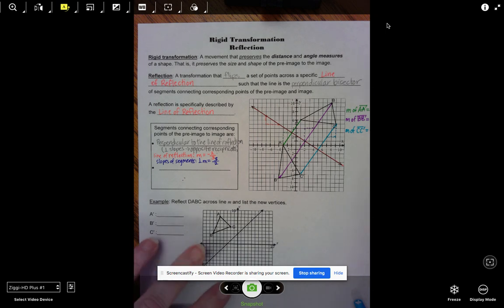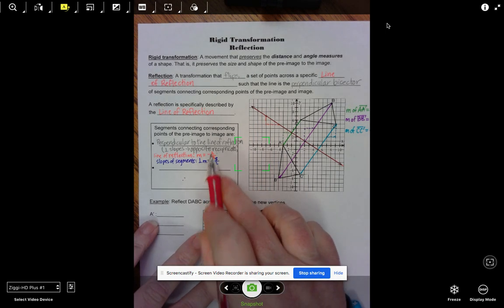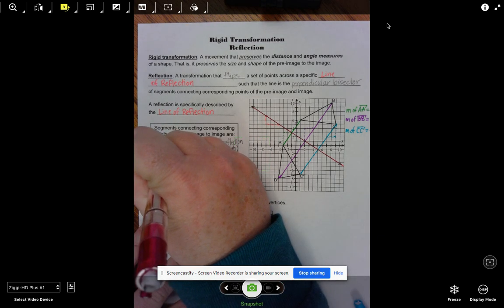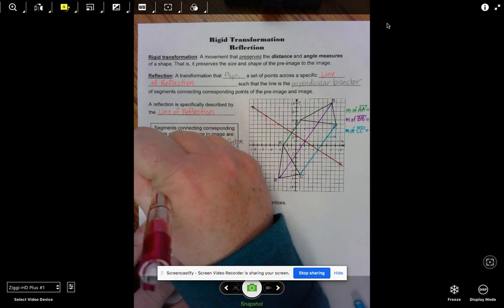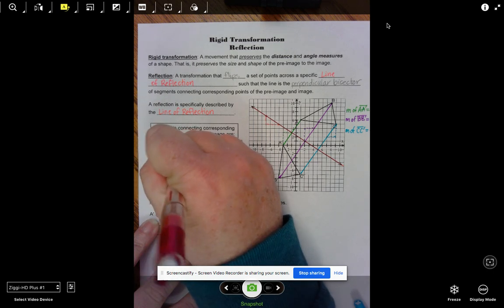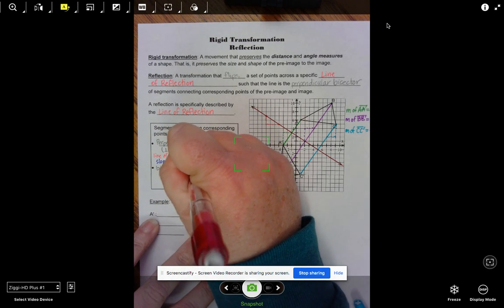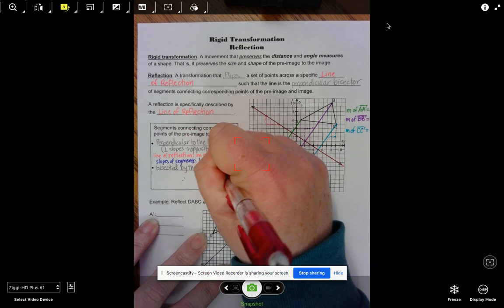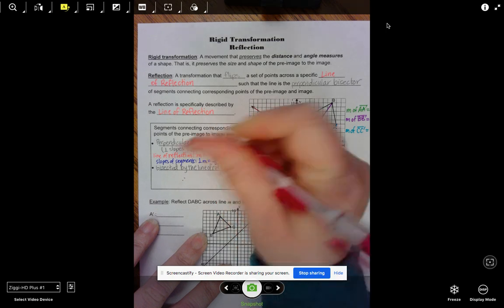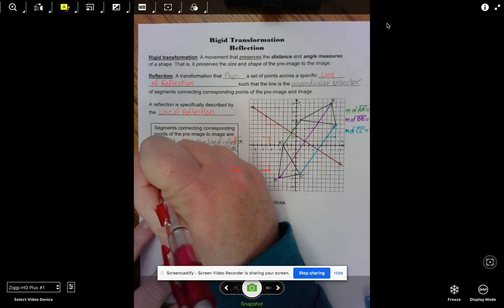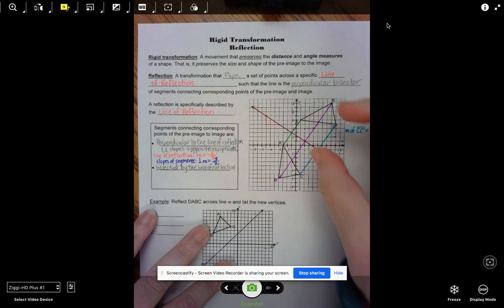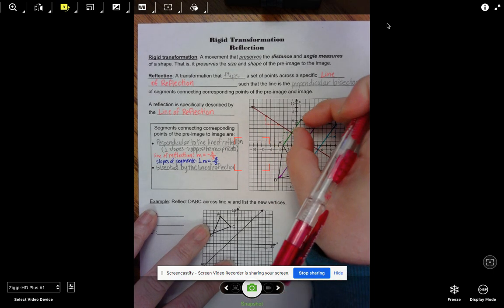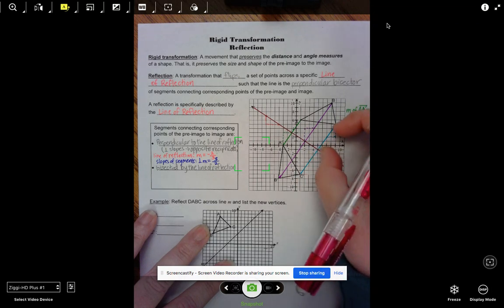Okay, so that's one part of the definition, that we have to have that perpendicular to the line of reflection. The second is it needs to be bisected. Each of those segments has to be bisected by the line of reflection. And basically what that means, bisected means to cut into two equal pieces. So I need to check the distance. This distance has to be the same as this distance. This distance has to be the same as this distance. This distance, same as this distance.